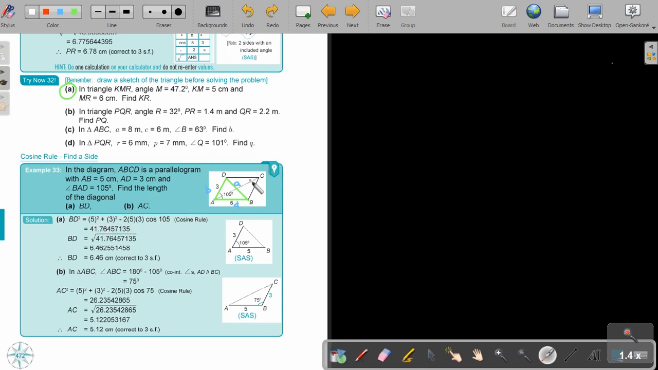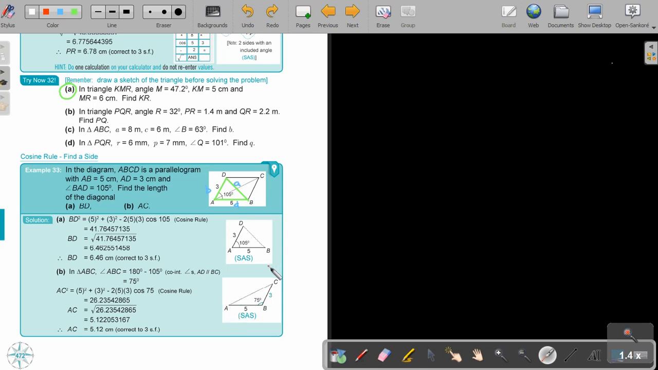You don't have to write values. You get first marks for that step. So 5 squared plus 3 squared minus 2 times 5 times 3 times cos 105. Press it, square root. As I said, it's better. You can already put the square root. Give it to 3 significant figures. And then AC.